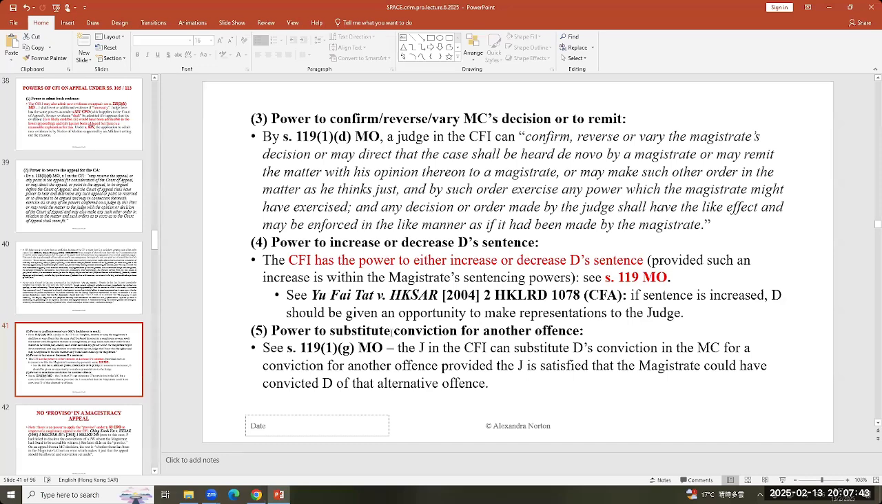And the judge in the CFI can even substitute conviction for another offense, provided the magistrate could have convicted of that alternative offense. Now, substituting the conviction is either for an alternative offense of the same gravity, or a lesser alternative. The judge in the CFI won't convict the defendant of a more serious offense than the one that he was charged with.